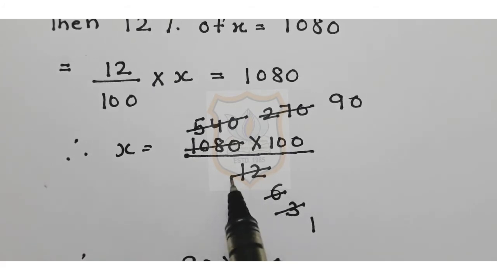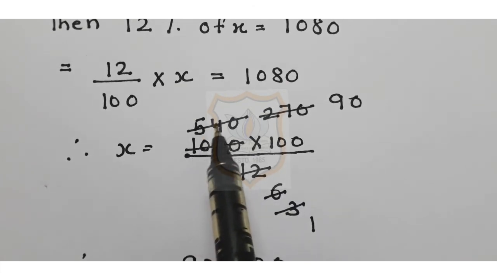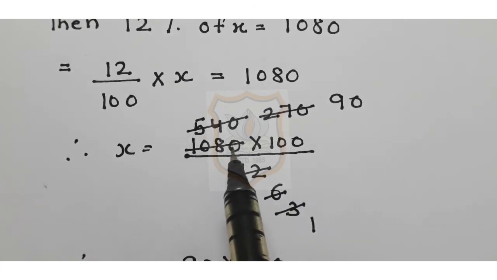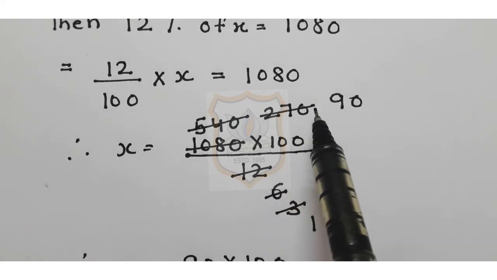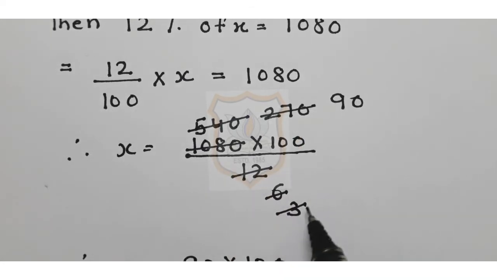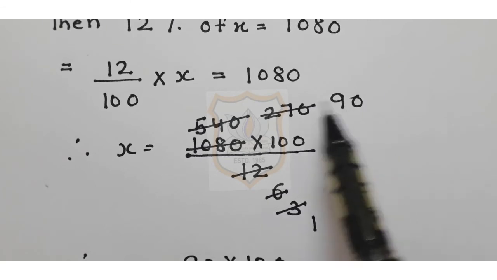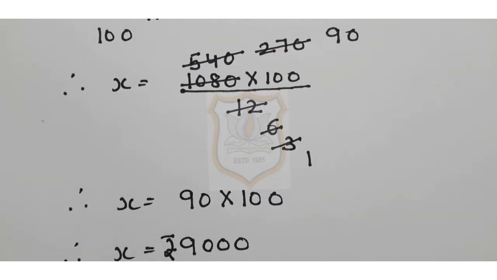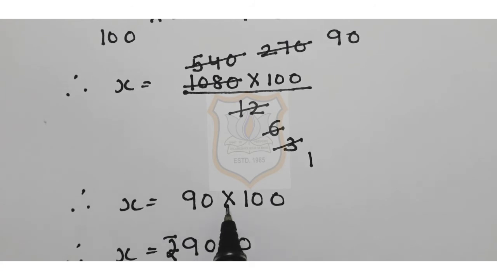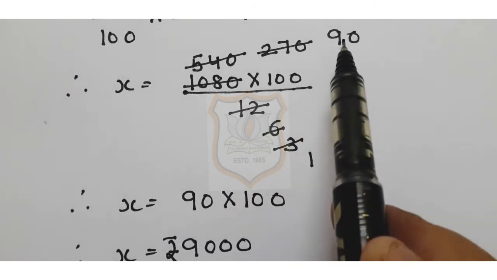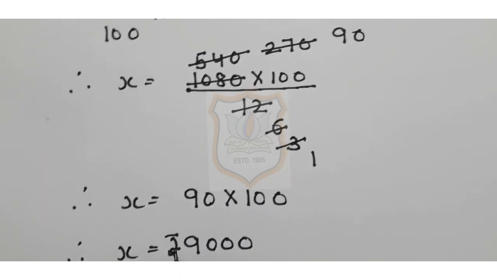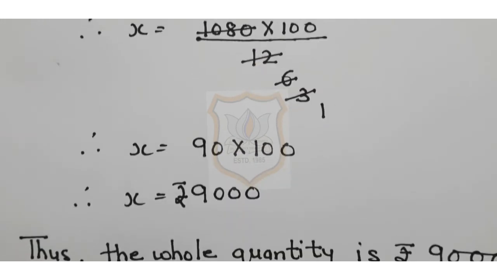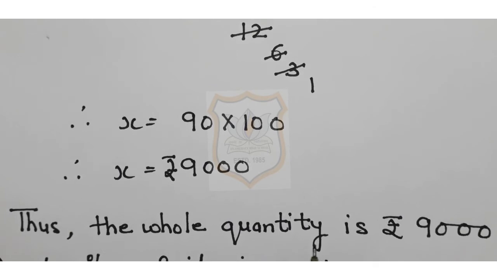Cancellation will go on. 2 sixes are 12. 2 540s are equal to 1080. Again I will cancel this by 2. 3 twos are 6, and 2 270s are equal to 540. Again, 3 ones are 3, and 3 90s are equal to 270. So my answer is x is equal to 90 into 100. 90 into 100 comes to be rupees 9,000. Thus, the whole quantity is rupees 9,000.